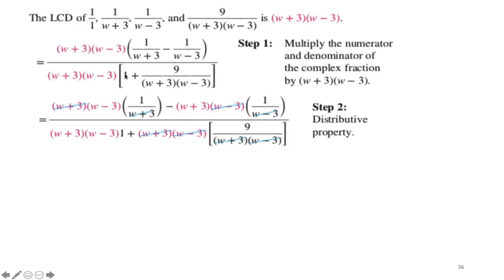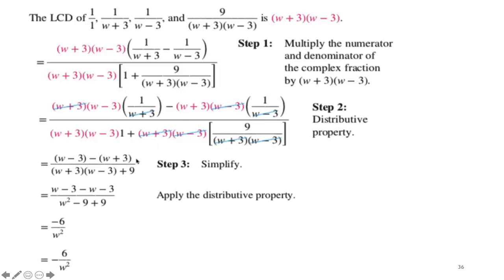There's no fraction here, so there's no cancellation. And when you multiply this in, this will cancel entirely with this thing. And so now we have to simplify. So again, this minus has to distribute into both of these. So simplifying that, I get negative 6 over w squared, which is my final answer.